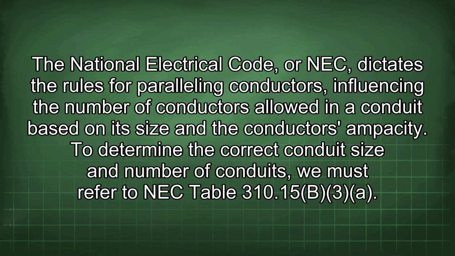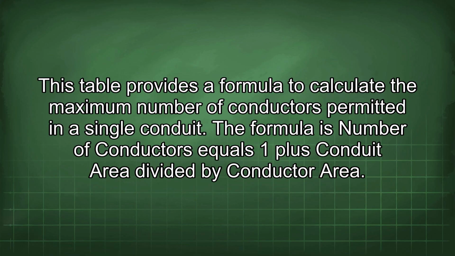The National Electrical Code, or NEC, dictates the rules for paralleling conductors, influencing the number of conductors allowed in a conduit based on its size and the conductor's ampacity. To determine the correct conduit size and number of conduits, we must refer to NEC Table 310.15(B)(3). This table provides a formula to calculate the maximum number of conductors permitted in a single conduit.